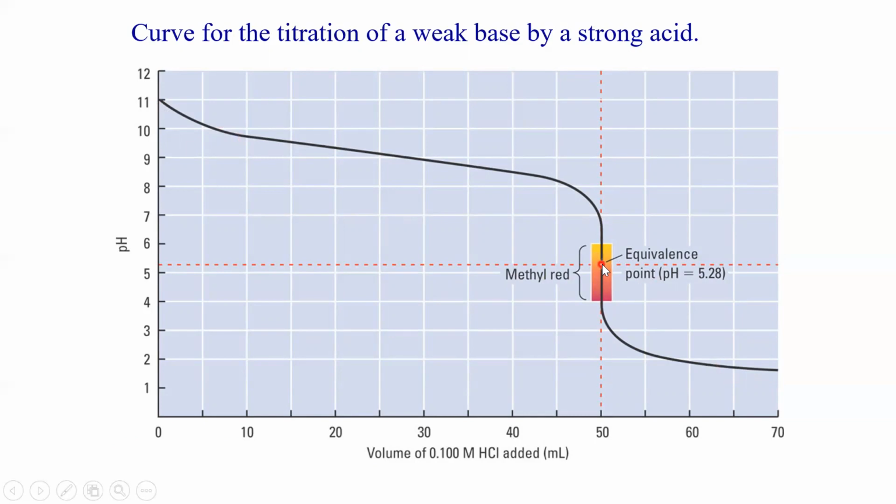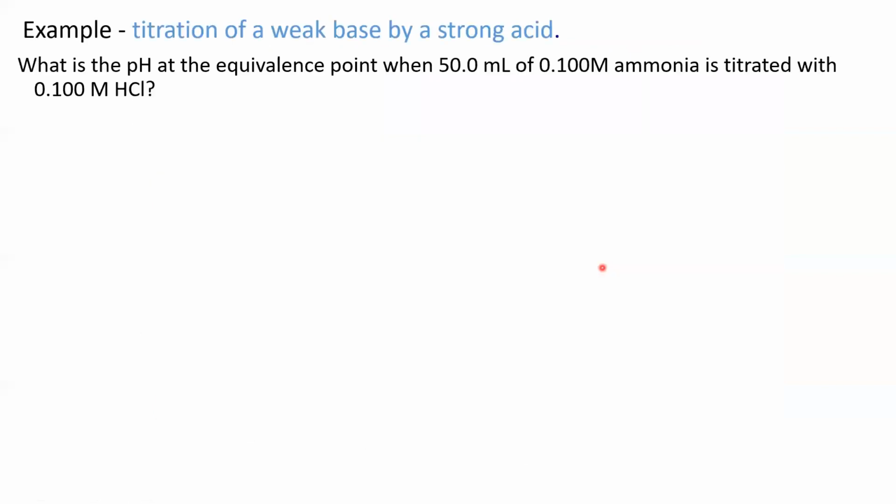And here's our equivalence point again. This is the point where the moles of acid equal the moles of base. A little bit of a different wording to the question this time. We're not going to have various points along the titration. It says, what is the pH at the equivalence point when 50.0 milliliters of 0.100 molar ammonia is titrated with 0.100 molar hydrochloric acid? So the hydrochloric acid is the strong acid. The ammonia is the weak base.